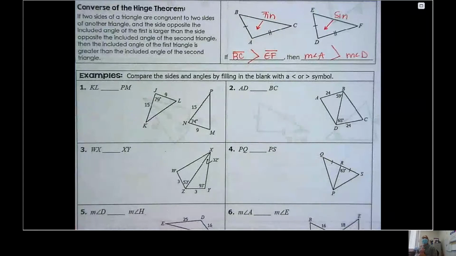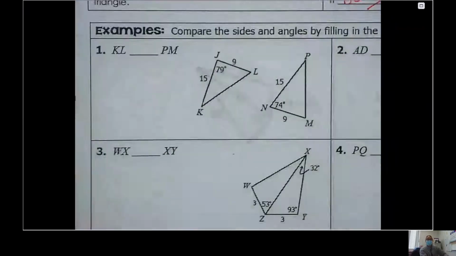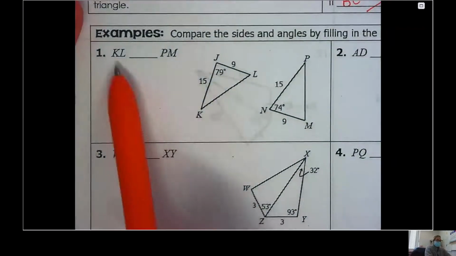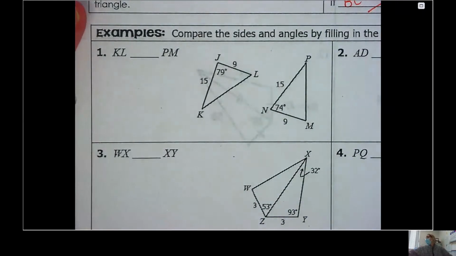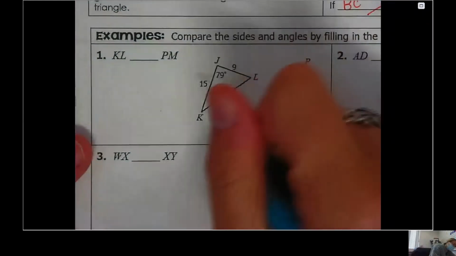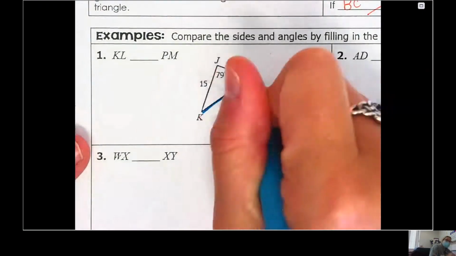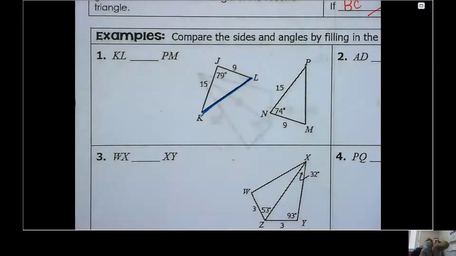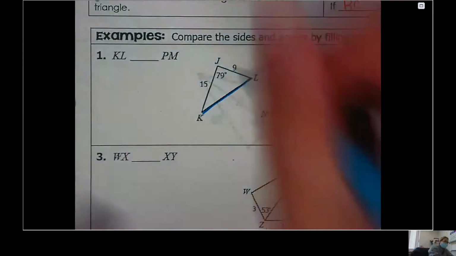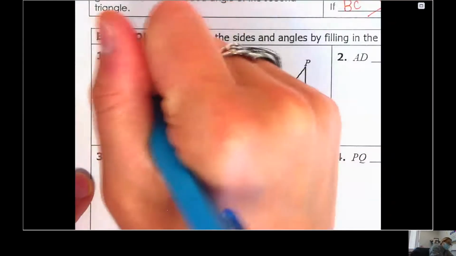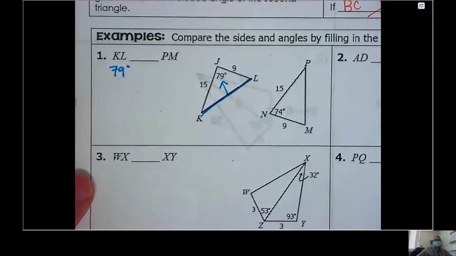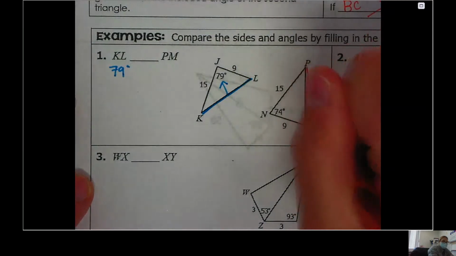So for each one, we're going to compare the sides and angles by filling in the blank with either a greater than or less than symbol. That's all we're doing. We're saying which one's the bigger triangle, which one's the smaller triangle. So if you take a look at number 1, you're looking at sides KL and PM. So if you look at side KL, it's right here. It's a side. Which angle is across from that side? 79 degrees, angle J. I'm going to put 79 right underneath it. Okay, if you look at PM over here, which angle is across from it?